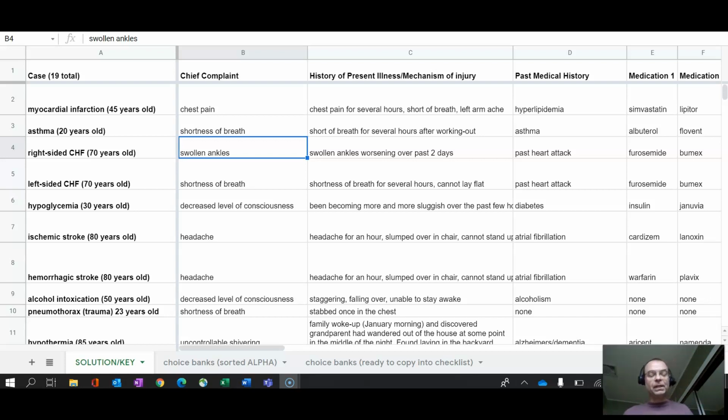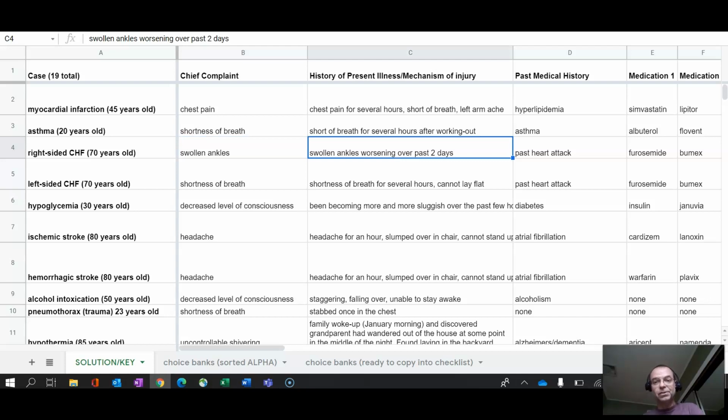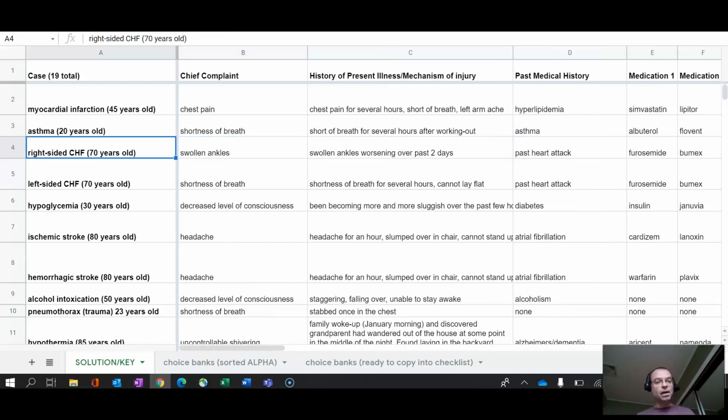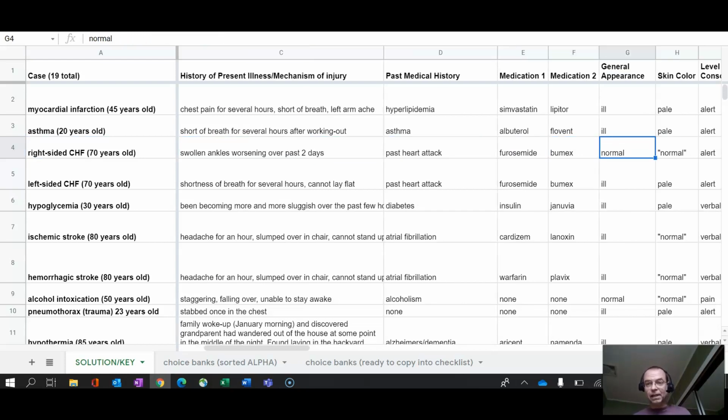Let me show you. So here's the master sheet I have of the 19 cases that I've built. Like for example, for a right-sided congestive heart failure, the chief complaint is going to be swollen ankles, history of present illness, swollen ankles worsening over the past 2 days, past medical history of a past heart attack, and this patient is on diuretics, Lasix and Bumex. Okay, and they look normal, general appearance. They don't look super sick, right?